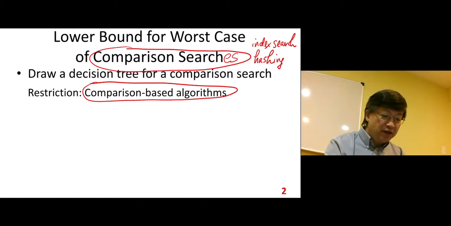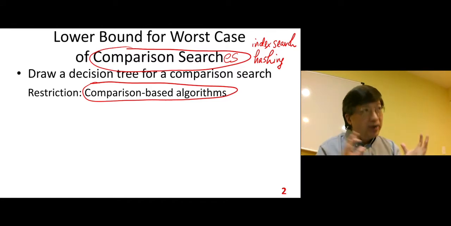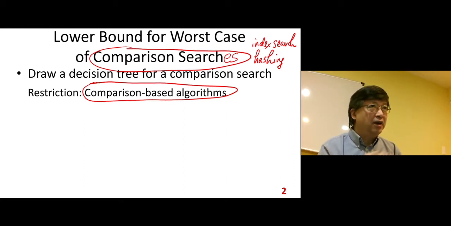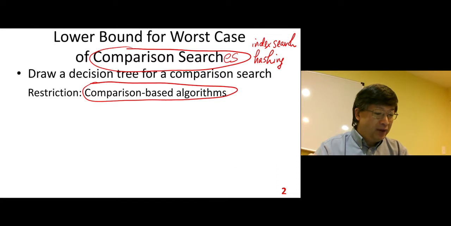Here, because this comparison-based means order type comparison, not matching type. So that's why that kind of detail is important. Do not get confused. Next.